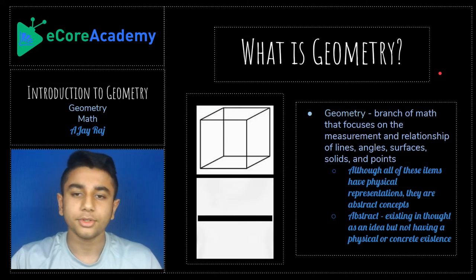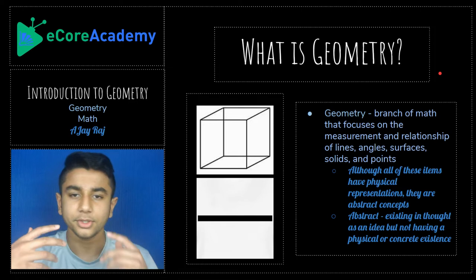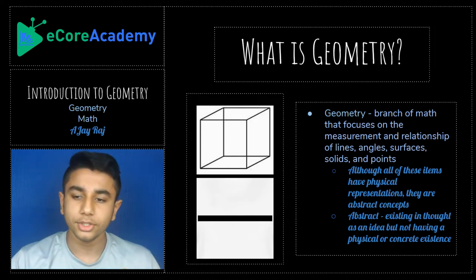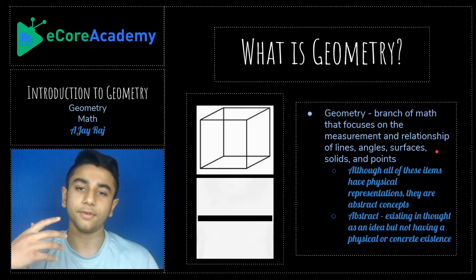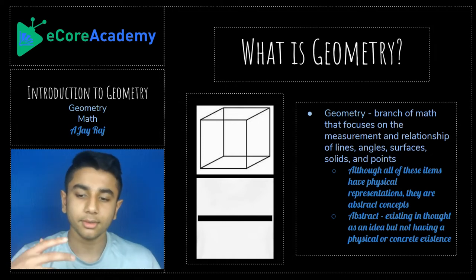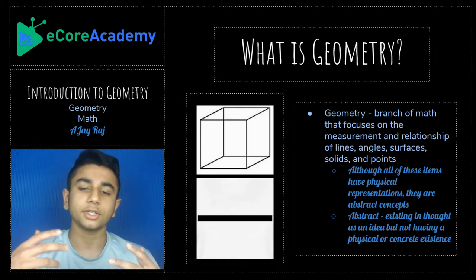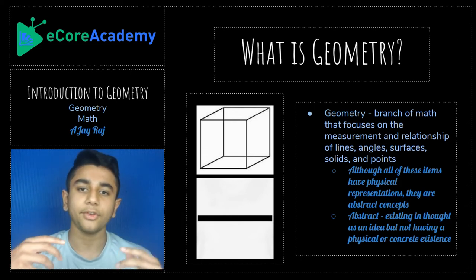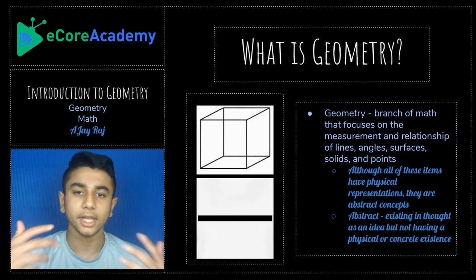So what is geometry? Let's get into the basic definition of what our course is all about, because it's important to have a purpose for it. So geometry is a branch of math that focuses on the measurement and relationship of lines, angles, surfaces, solids, and points. Now that's a bit of a lengthy definition, but it's actually very simple. When we break it apart, all that we can see is that it's all about the measurement and relationship of physical objects, physical representation. Now, lines, angles, surfaces, solids, and points, that's everything that is captured in our physical sight. So anything that we can see is under that definition.